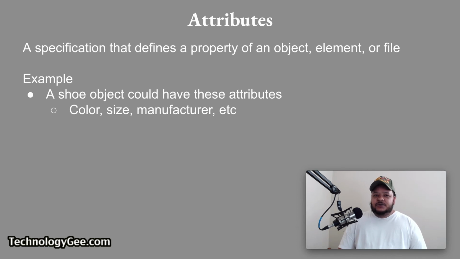Attributes. An attribute is a specification that defines a property of an object, element, or file. So, for example, a shoe could be an object, and it can have attributes such as color, size, manufacturer, etc. So basically, they're just descriptions of the shoe.